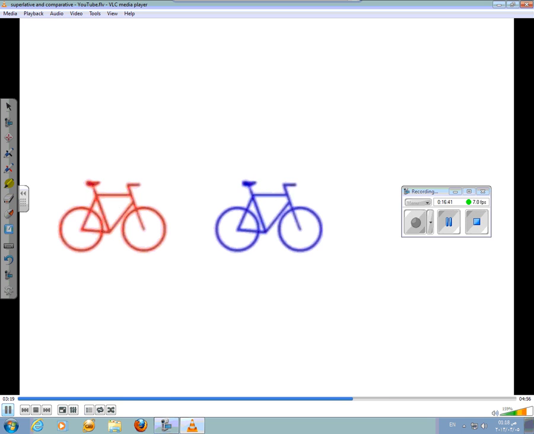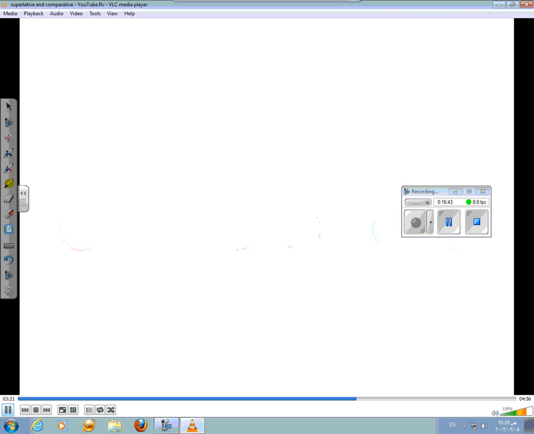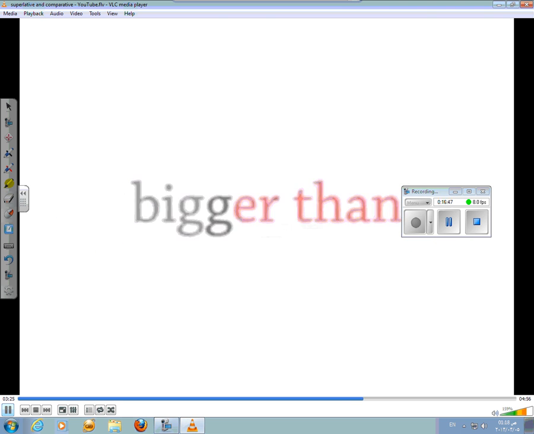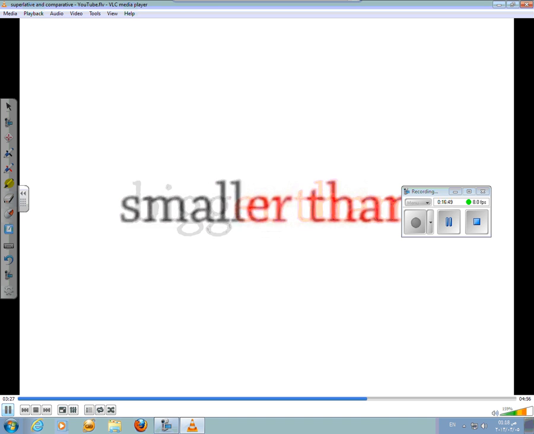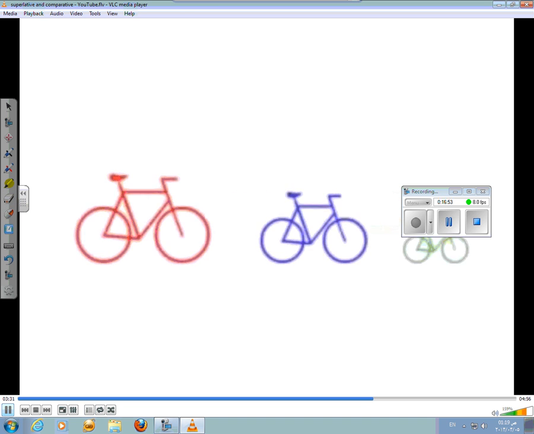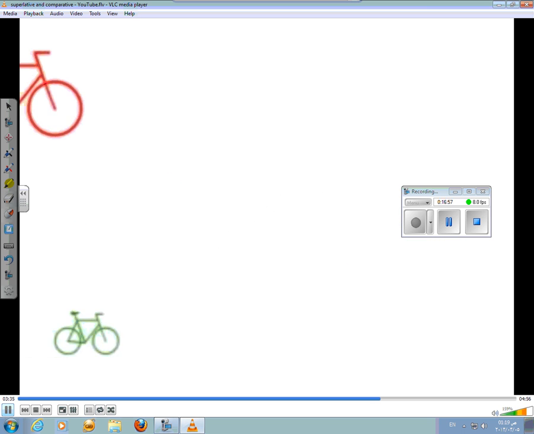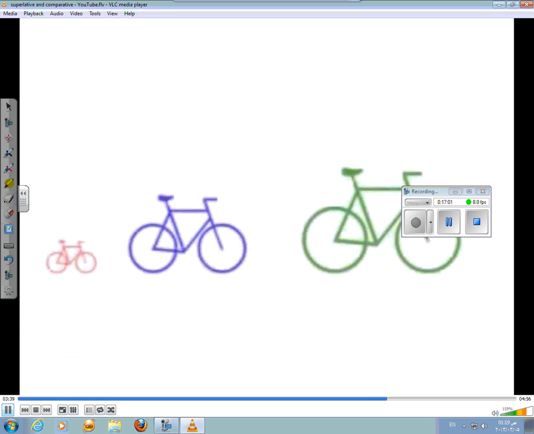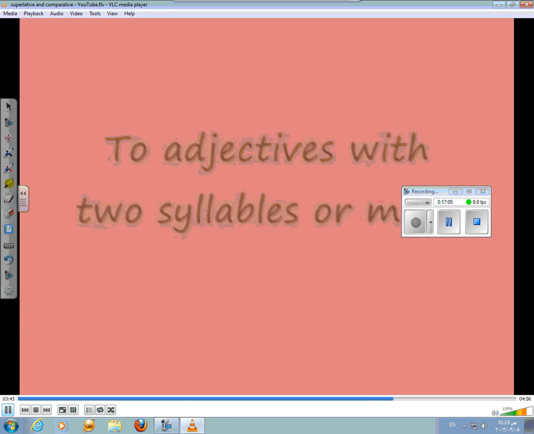Bike. A blue bike. A green bike. Compare. Comparative. Bigger than. Smaller than. Faster than. The red bike is bigger than the blue bike. The green bike is faster than the red bike. The blue bike is smaller than the green bike.